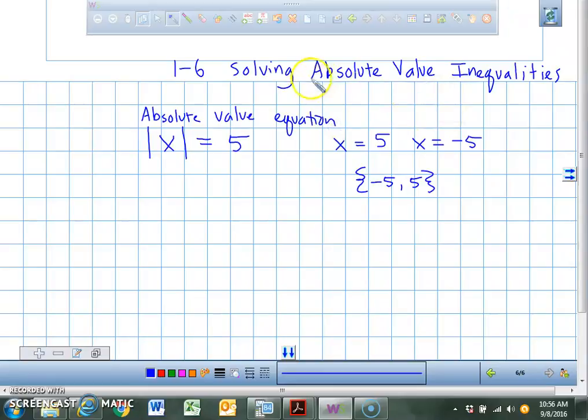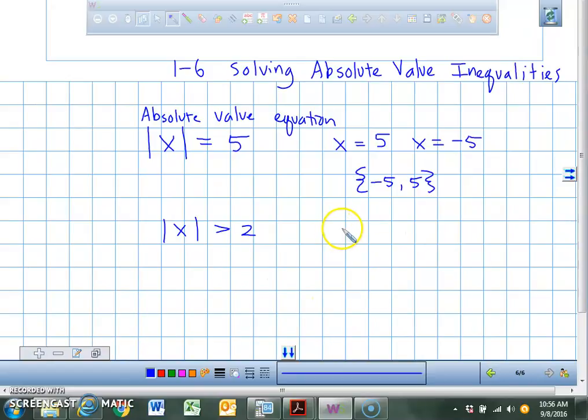What we're going to do now is absolute value inequalities. So if I said the absolute value of x was greater than 2, we want to figure out how we could solve this, and how we could graph it. Now, over here, how many answers did we have for this one? 2. How many answers do you think we're going to have for this one? 2. We're going to have 2 answers.